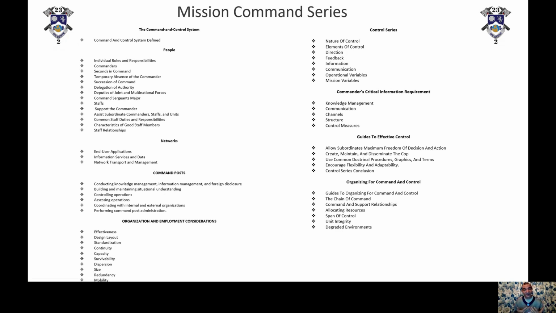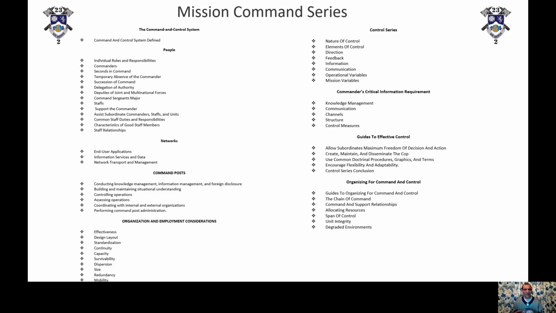Okay, we're going to talk about the command and control system, how we define it, and different areas and things that we can approach. We're going to talk about people, like I said. We're going to talk about their individual roles and responsibilities, talk about commanders, talk about who's second in command, temporary absence of a commander, succession of command, talk about delegation of authority, duties in joint multinational forces, command sergeant majors, what's their role, staff, subordinate, or support the commander, right? Assist subordinate commanders, common duties and responsibilities.